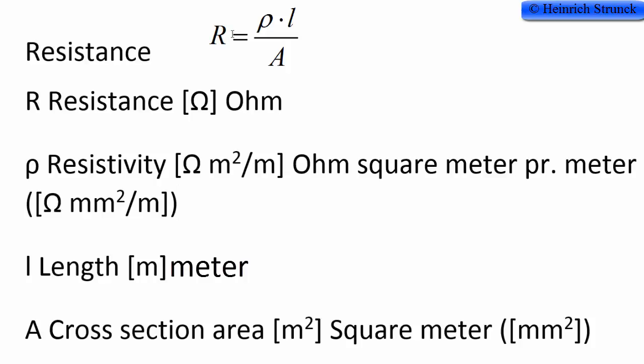Then the basic formula is R is equal to rho times L divided by A, and normally we just have one unknown, and we can just rearrange the formula so we can calculate the value. The cross-section area sometimes has another letter than A, but it doesn't matter.